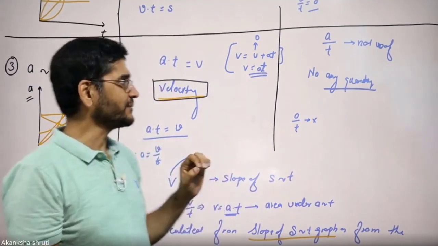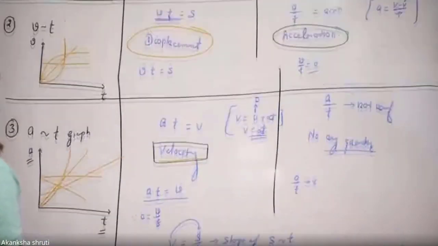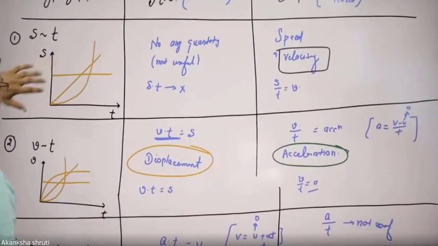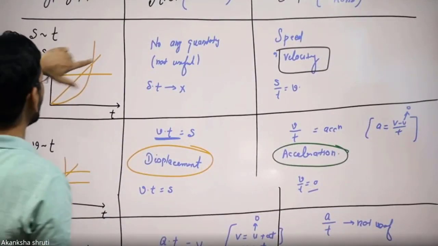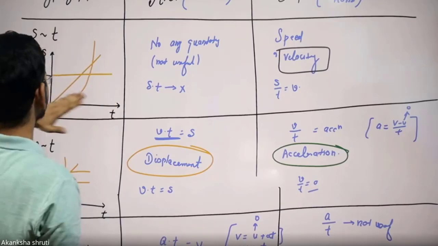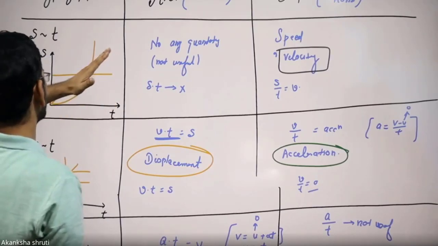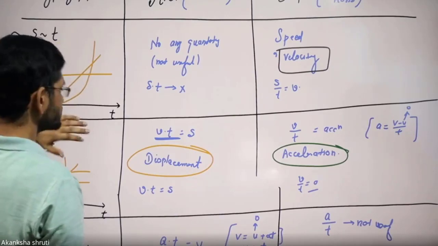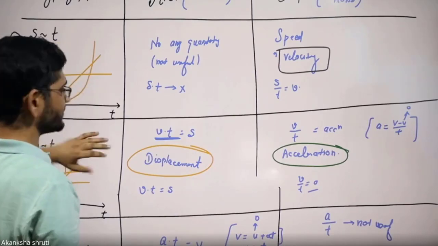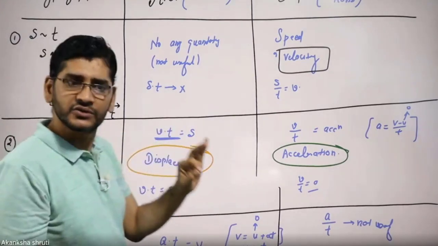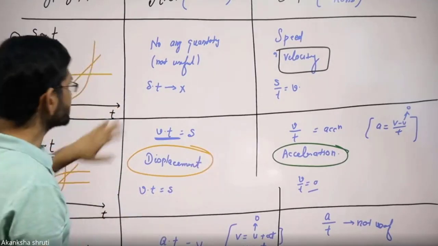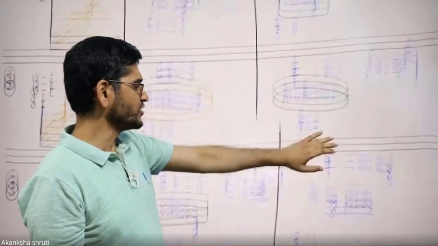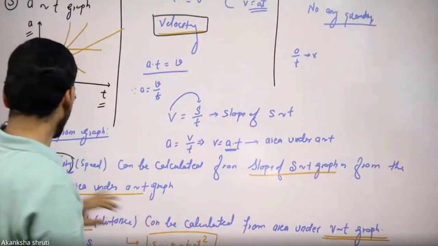So what can be calculated from which kind of graph? That question is asked, and it is very important. Now, this graph can be a line parallel to the time axis, a straight line inclined on the time axis, or maybe a curved line. Which kind of graph it will be, that we are going to learn today. But the concept of calculating distance, displacement or velocity from which kind of graph remains the same.